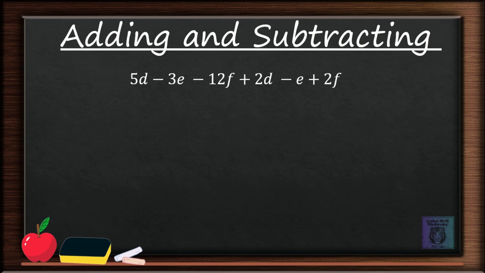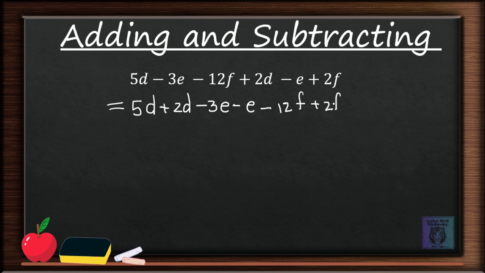So the next one is also quite long, but the length is just a little bit to intimidate you. So if we go and rewrite this and write all the like terms together, we'll have minus 3 and a minus e there, minus 12f plus 2f.